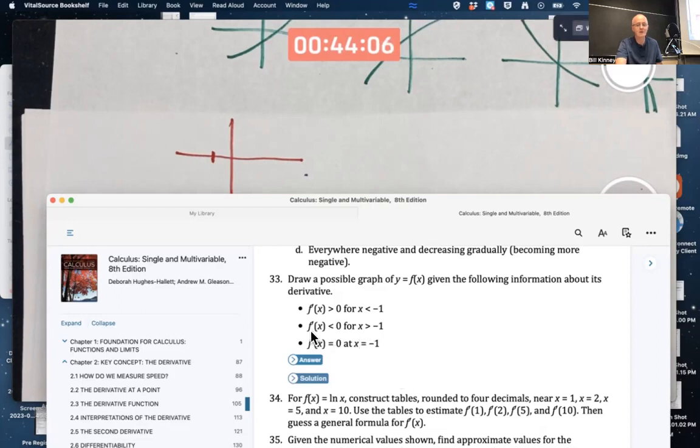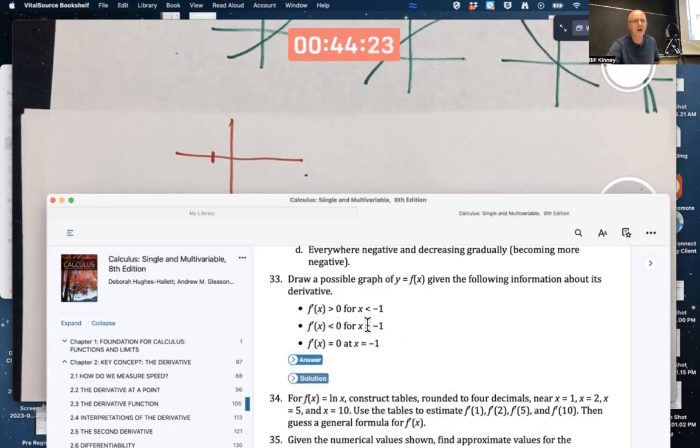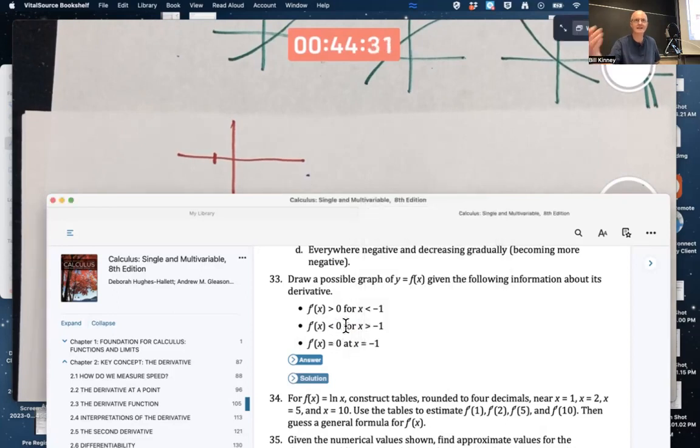We want the derivative to be negative when x is greater than -1. Part of the confusion here for many people is just dealing with greater than and less than signs. When x is greater than -1, that means greater than, to the right of on a number line. F prime of x is negative there. It's less than 0.